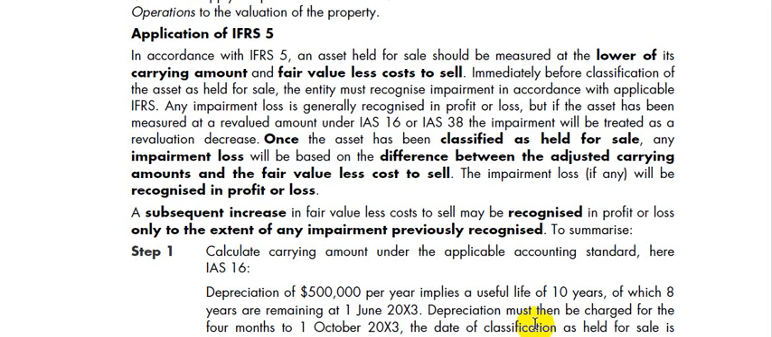Then we also said any subsequent increase in fair value less cost to sell may be recognized in profit and loss only to the extent of any impairment previously recognized, the same as what we do under IAS 16. So once you've brought out the standards, then you go to the application now, which we start with our step 1 there.